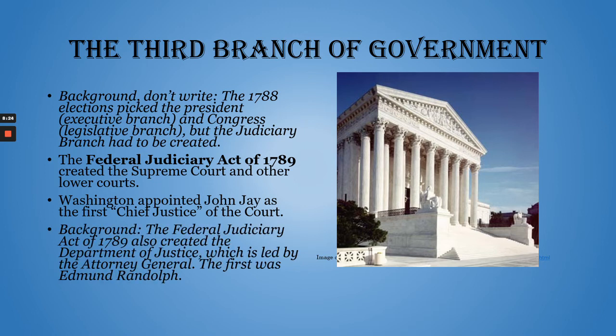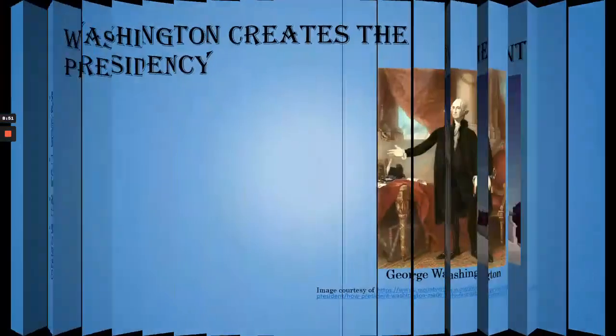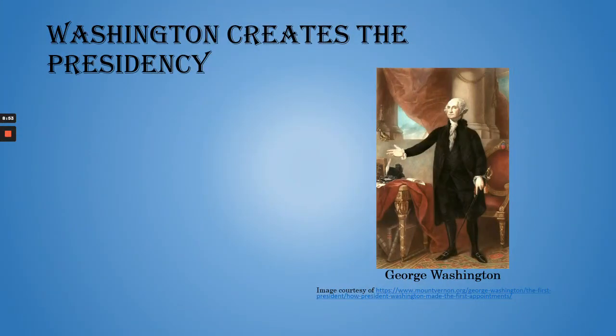This last bullet point, you don't really probably need to write in your notes. Just understand, it also created what is called the Department of Justice, which is led by the Attorney General. The first Attorney General is a guy named Edmund Randolph. He's going to be a member of Washington's cabinet. Here I'm about to explain exactly what a president's cabinet is. It's not a place where the president puts his dishes. It's a group of advisors. We'll talk about that in a minute, but let's go back to George Washington.